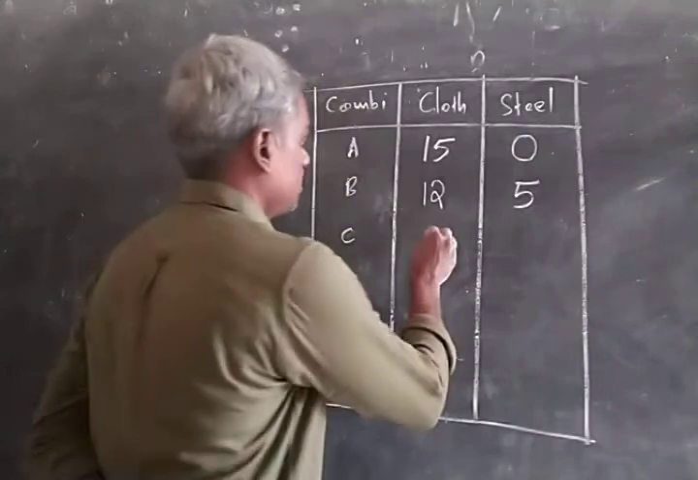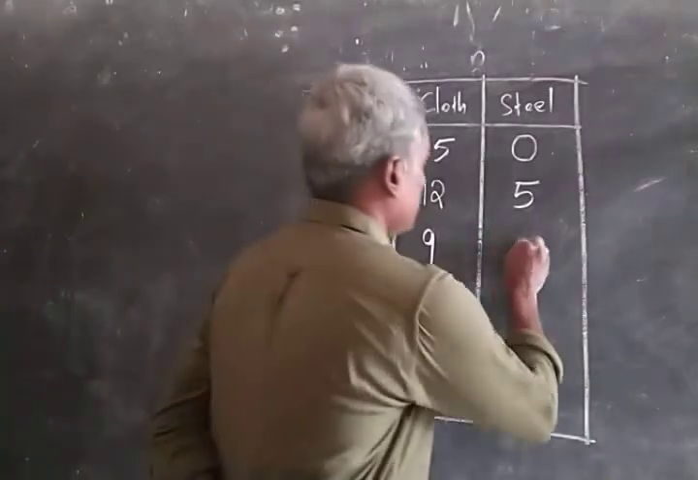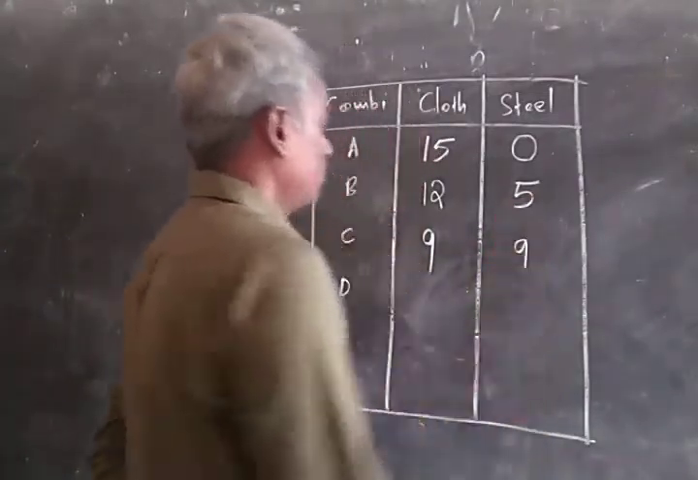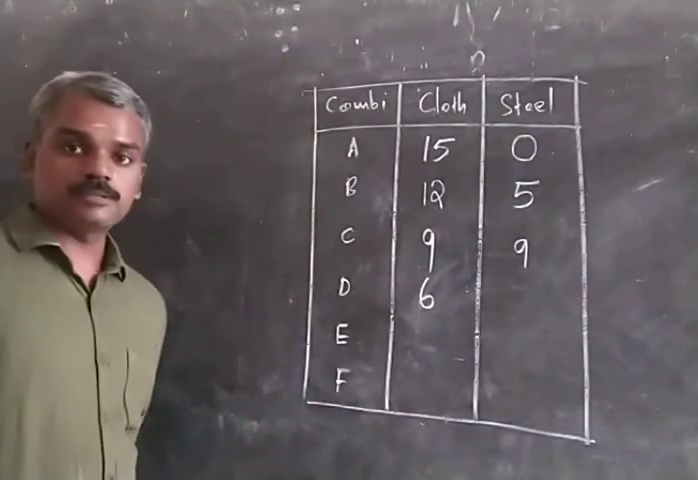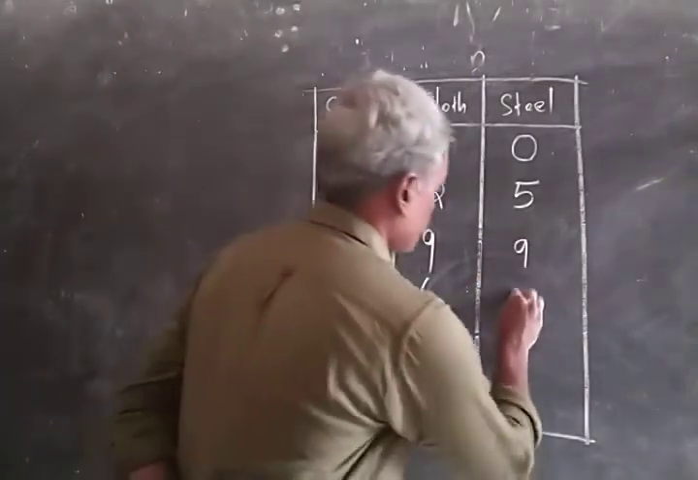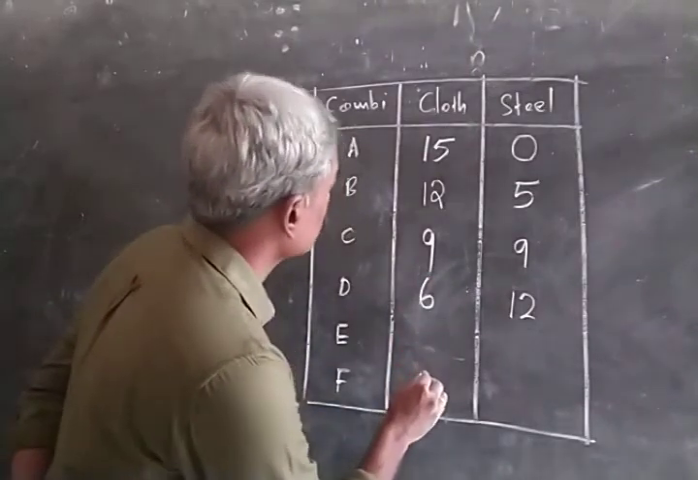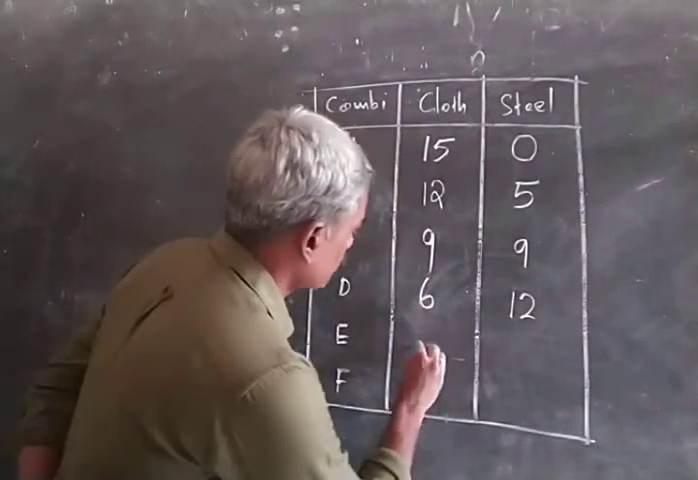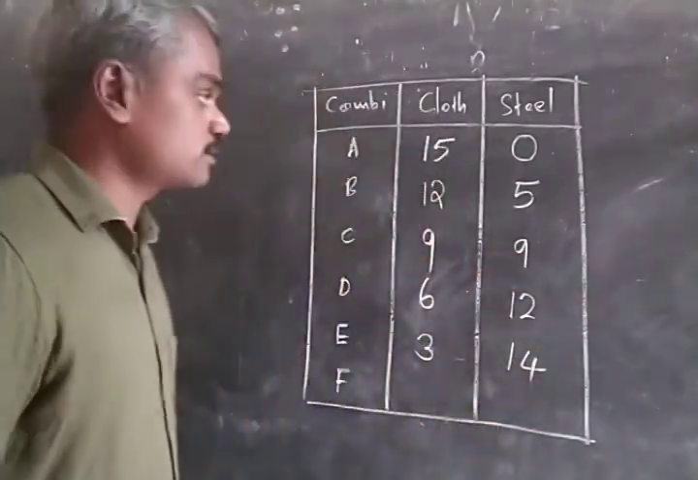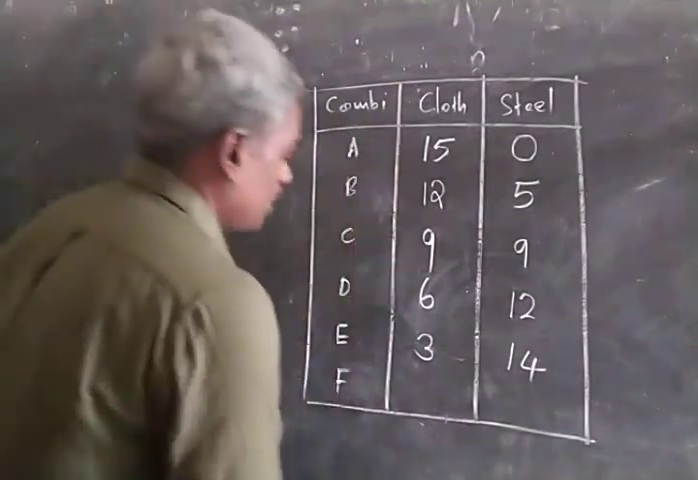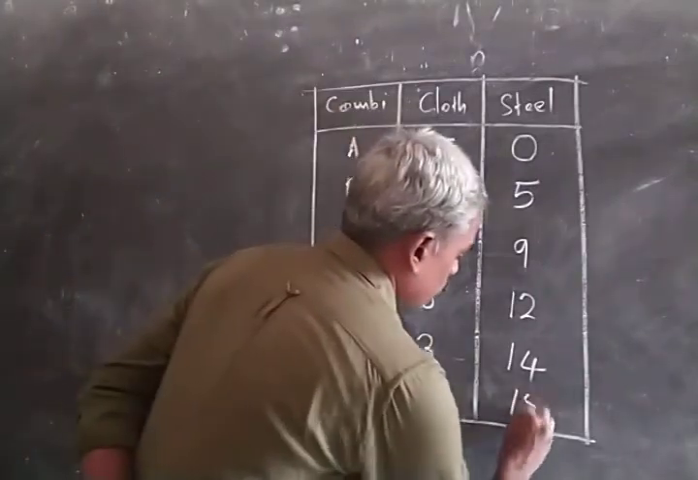Then again, it can have another combination. If it chooses combination C, it has to reduce cloth to 9 and increase steel to 9. Then in D, it reduces cloth to 6 and increases steel to 12 units. In combination E, it reduces cloth to 3 units and increases steel to 14 units. In combination F, it reduces cloth to 0 and steel rises to 15.